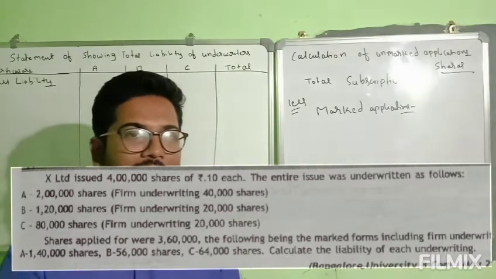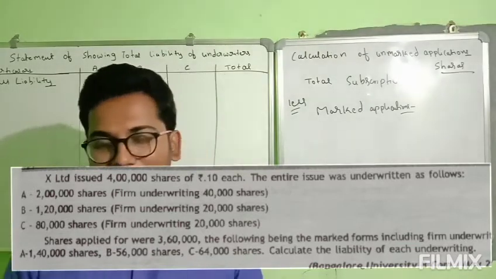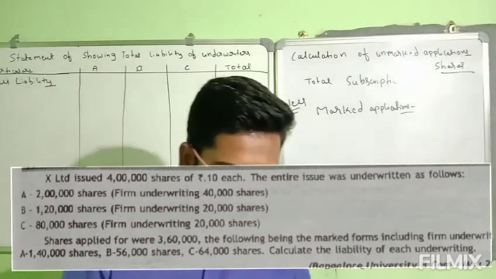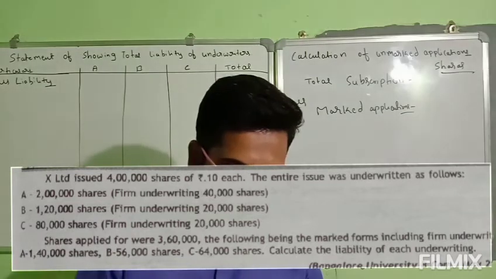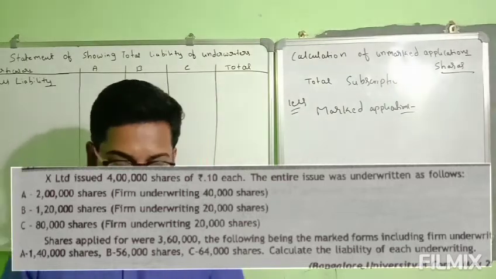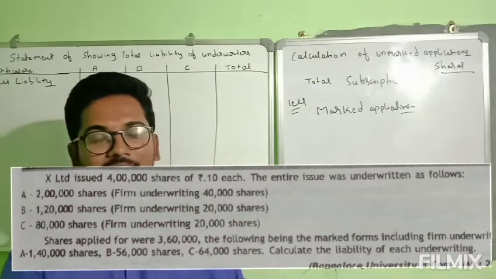So whatever marked applications you consider, the firm underwriting is already included. A 1,40,000 shares, B 56,000 shares, and C 64,000 shares. Calculate the total liability of each underwriter. So we should be clear on three things.